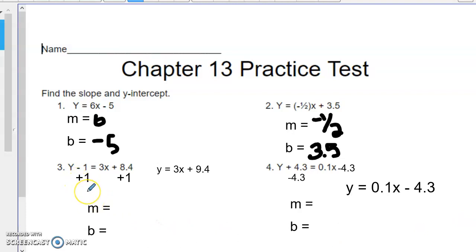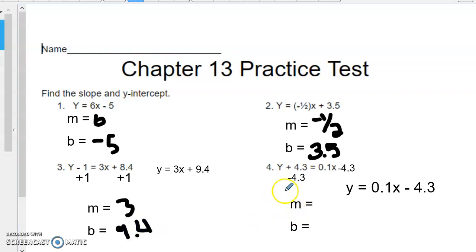First, I had to solve for y because that's the only way I'm going to be able to pick out my slope and my y-intercept. So to do that, I had to undo this subtracting 1 by adding 1 to both sides. As long as I do it to both sides, it's still going to stay equal. Now 1 and 8.4 are like terms. That's why I wrote that underneath there. So then that simplifies to be y equals 3x plus 9.4. So that means my slope again is that number in front of the x, and my y-intercept would be 9.4.